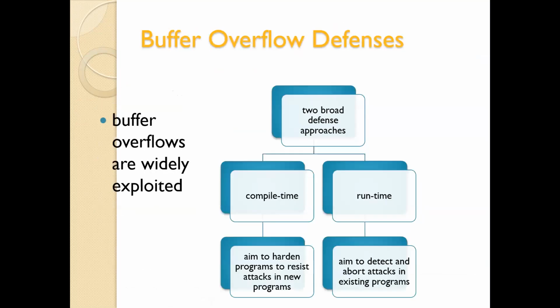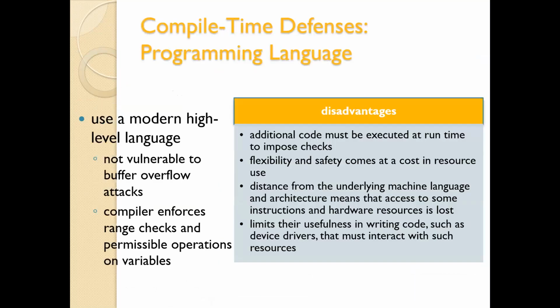Defenses, as you know, one of them is address randomization, which is part of your lab. We have compile time defenses that check, basically. So you have additional code that is executed at run time to impose checks. As you know, for the lab, we use -fno-stack-protector and all of that. That's basically disabling all of those things. Okay, so that's that idea.